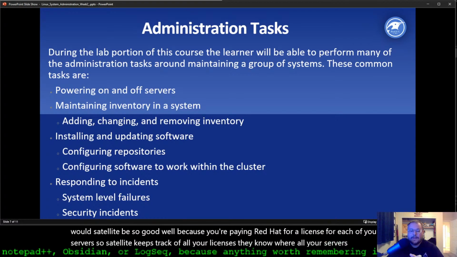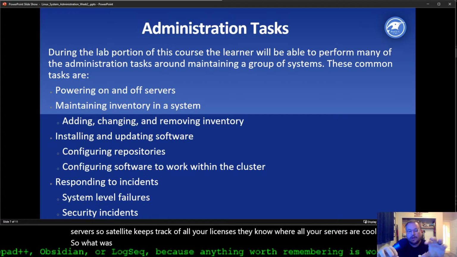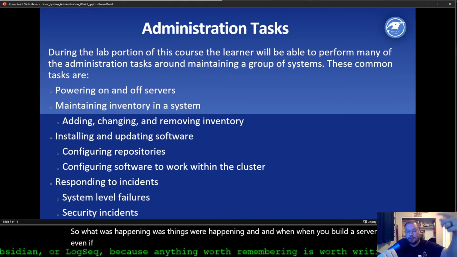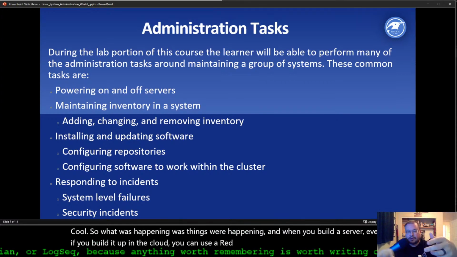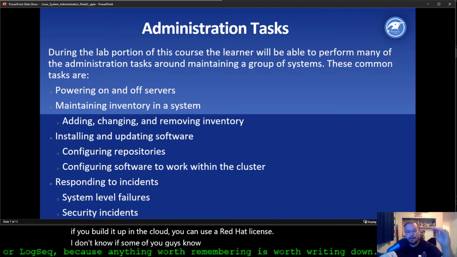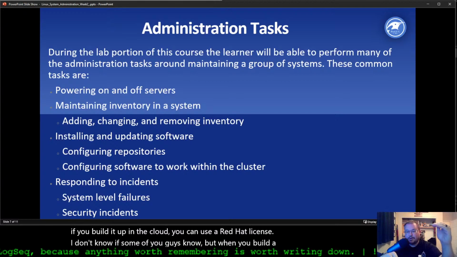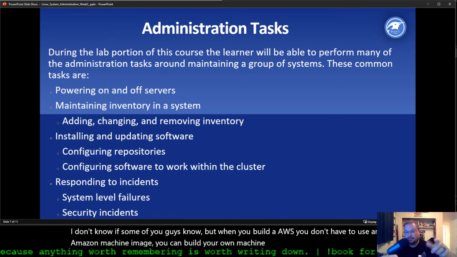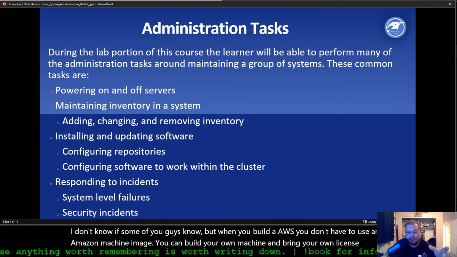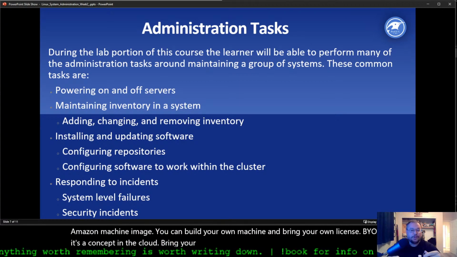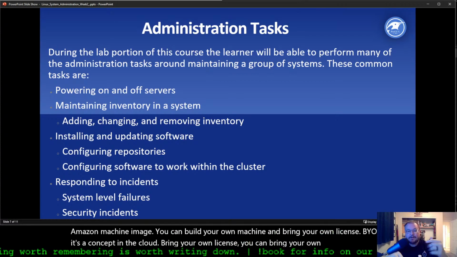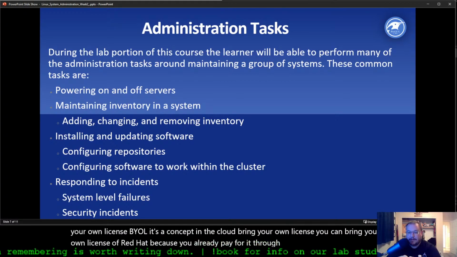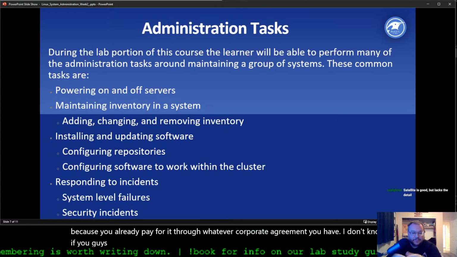Cool. So what was happening was things were happening, and when you build a server, even if you build it up in the cloud, you can use a Red Hat license. So I don't know if some of you guys know, but when you build a server in AWS, you don't have to use an Amazon machine image. You can build your own machine and bring your own license, BYOL. It's a concept in the cloud, bring your own license. You can bring your own license of Red Hat because you already pay for it through whatever corporate agreement you have. I don't know if any of you guys have played with that, but that's a real thing, right?